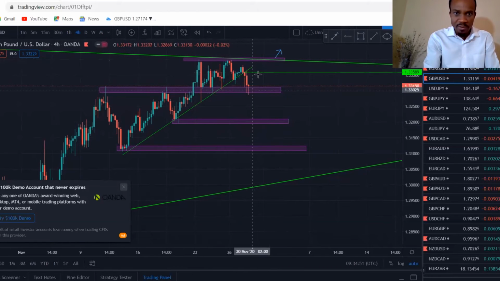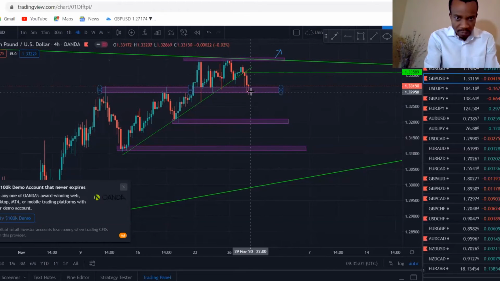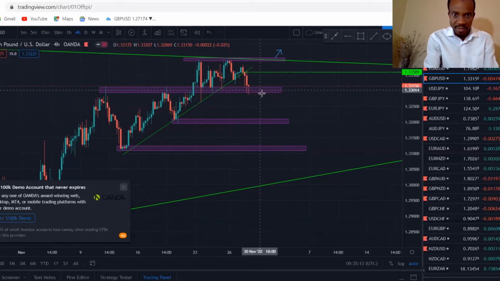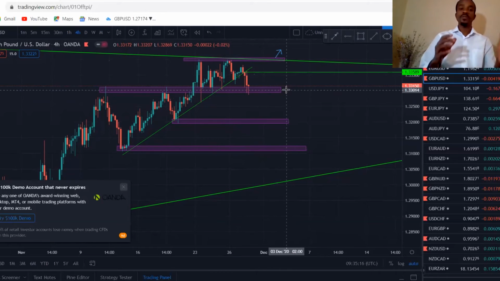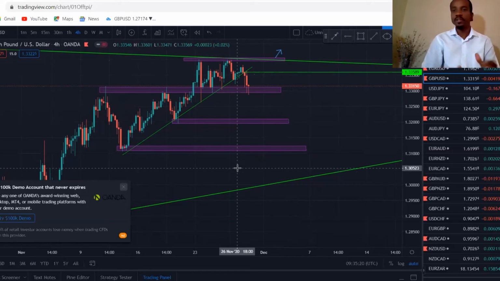So if price doesn't go there, then we'll wait for a little bit of a break there, then a retest. Then from there, we take a sell to the downside. So those are our two options. First, if price doesn't break, we take a buy to this area, then wait and see what happens there, then take a nice sell to the downside. If price breaks to the downside, we'll wait for a retest, then shoot to the downside. So that's what we're looking at on GBP USD.